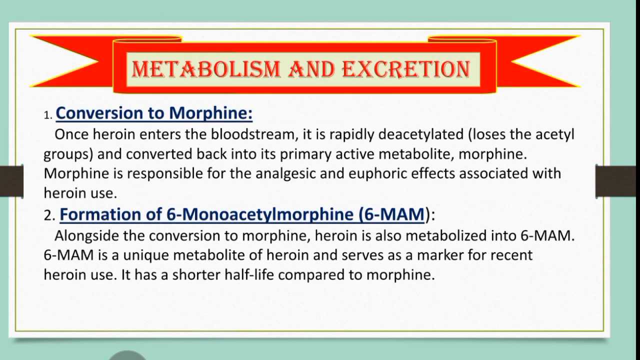First one, conversion to morphine. Once heroin enters the blood, it is rapidly converted into morphine. Morphine is responsible for the analgesic and other associated functions with the central nervous system. And formation of 6-monoacetyl morphine. Alongside the conversion to morphine, heroin is also metabolized into 6-MAM. 6-MAM is a unique metabolite of heroin and serves as a marker for recent heroin use. It has a shorter half-life compared to morphine.